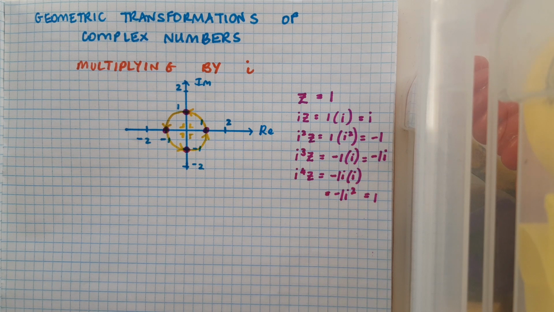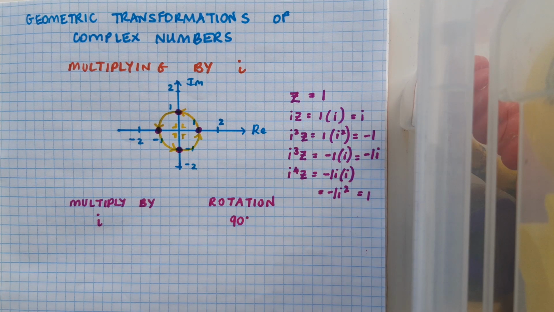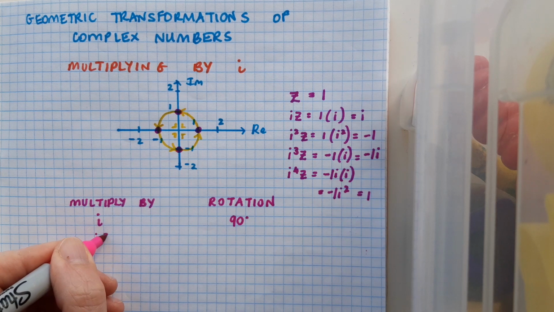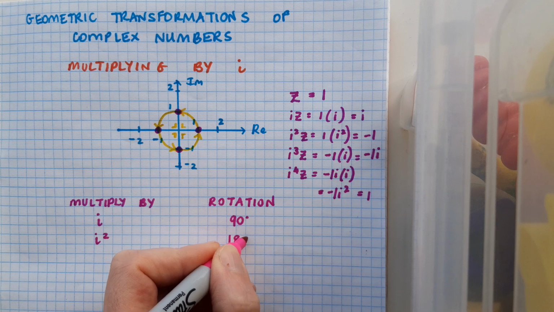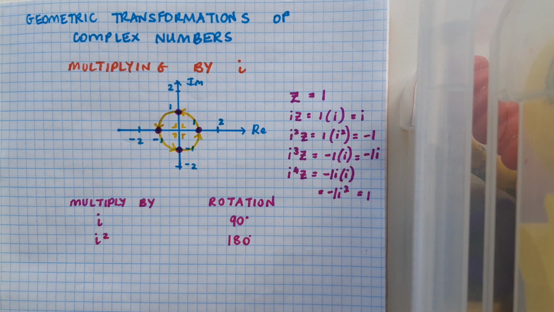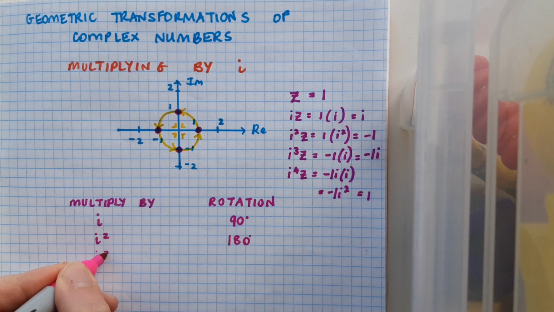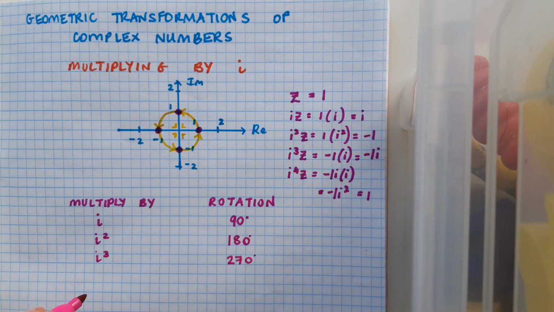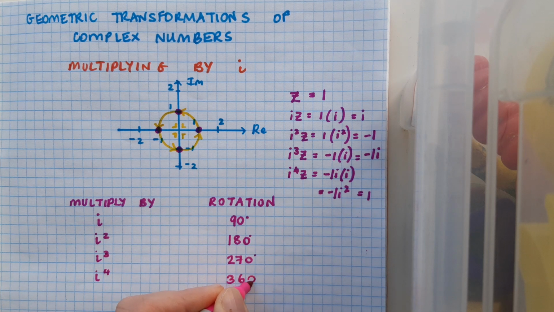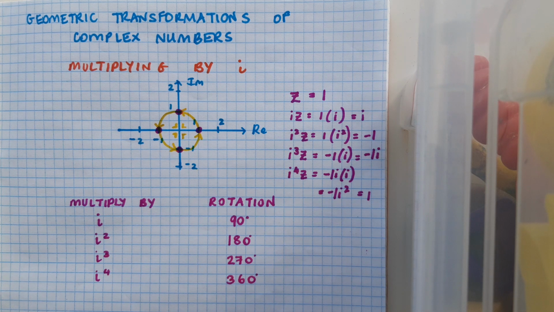So each time I multiply by i I create a 90-degree rotation. Multiplying by i squared results in a 180-degree rotation. Multiplying by i cubed results in a 270-degree rotation. And multiplying by i to the power of 4 results in a 360-degree rotation. And of course I could keep multiplying by i, and I'll keep rotating by 90 degrees.